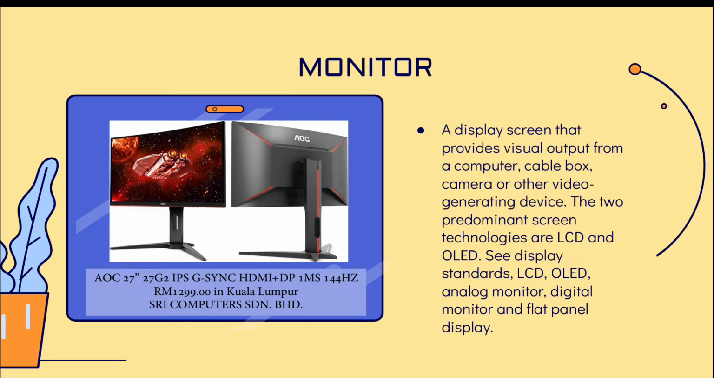I choose an AOC monitor, which is 27 inch, IPS, G-Sync, HDMI plus DP, 1ms, 144 Hz. This monitor price is ringgit 1,299 in Kuala Lumpur. You can also get this at Sri Computer Sendirian Berhad.